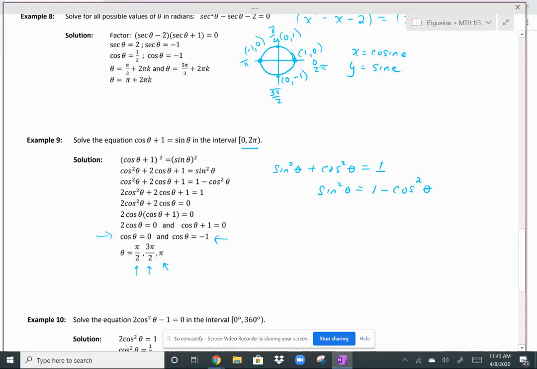And again, because I'm only interested in solutions between 0 and 2 pi, as we set up here, that's all we need to do. Just list those 3 answers.